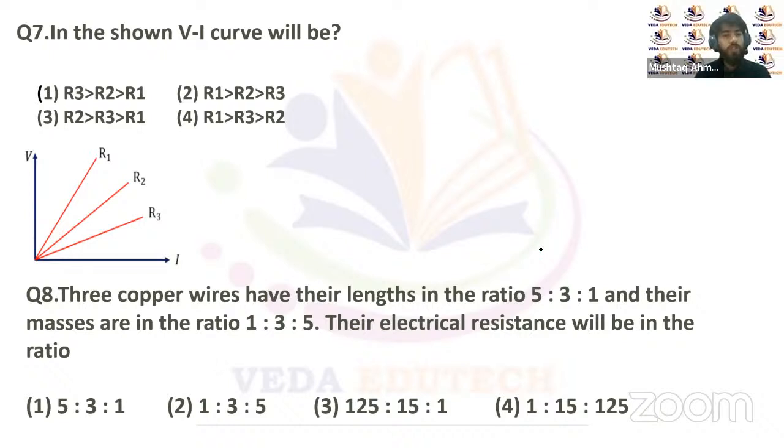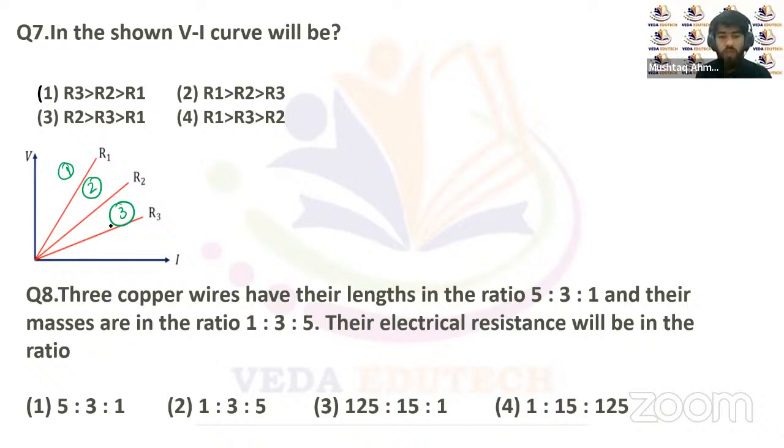In question number 7, you can see the shown VI curve. Which of the following options will be correct? We have three conductors here: conductor 1, conductor 2, and conductor 3. The graph between potential difference and current for the three conductors has been given, a straight line passing through the origin. The resistances are R1, R2, and R3, and we have to find the relation between them.